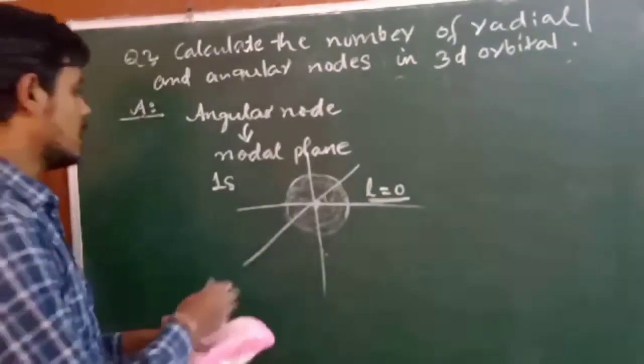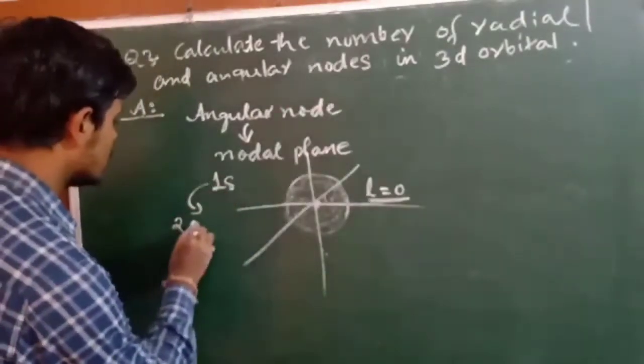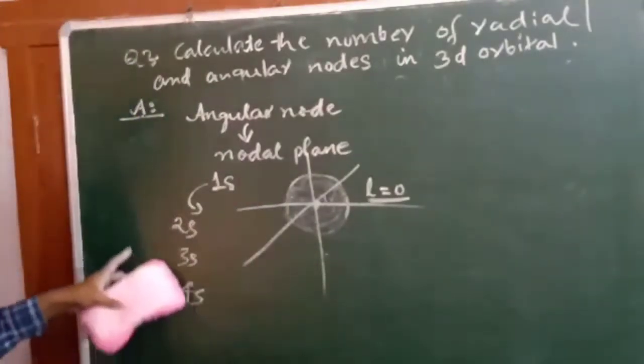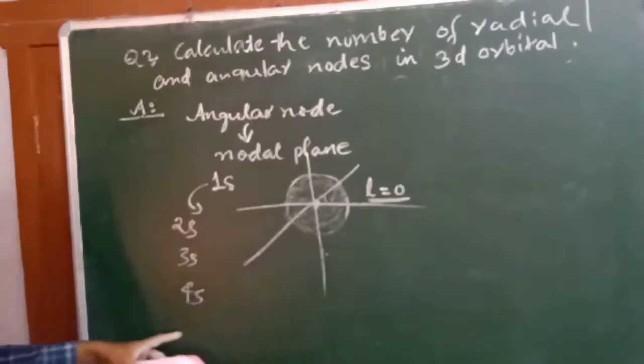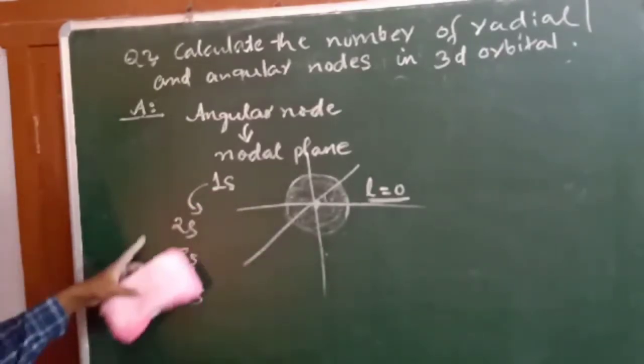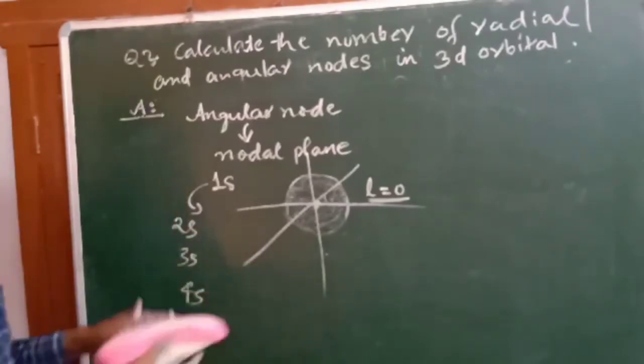Similarly, if I take any s orbital, 2s, 3s, 4s, any s orbital, for all s orbitals l will be 0. That means for all s orbitals I don't have any angular nodes.